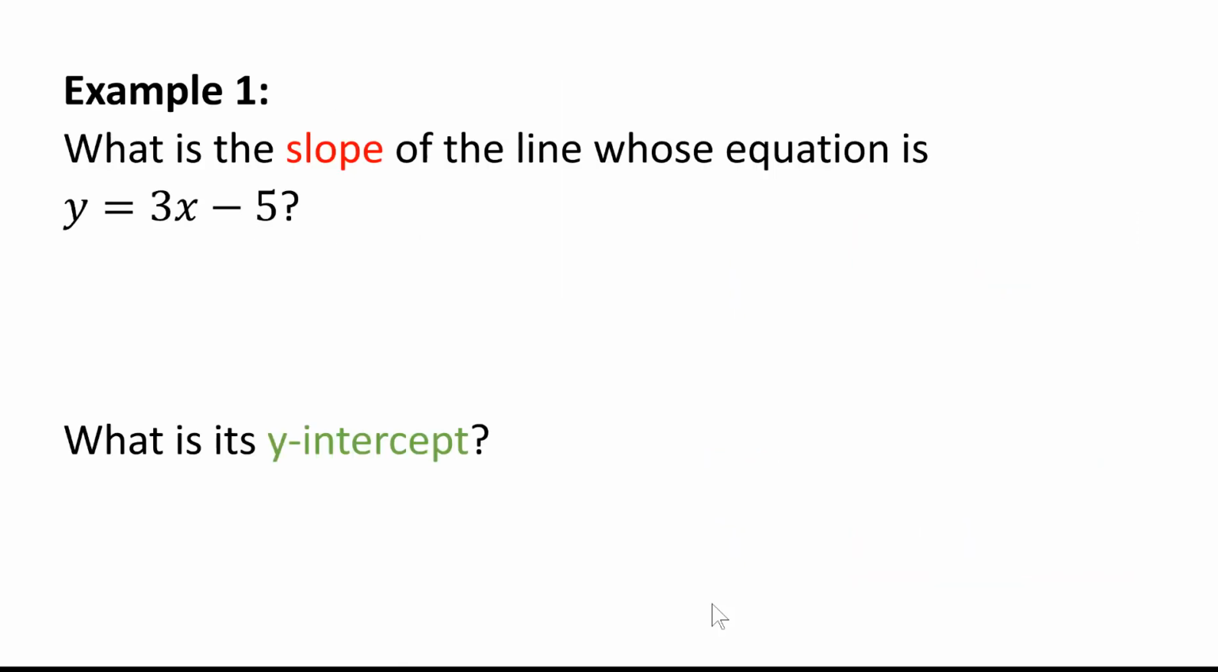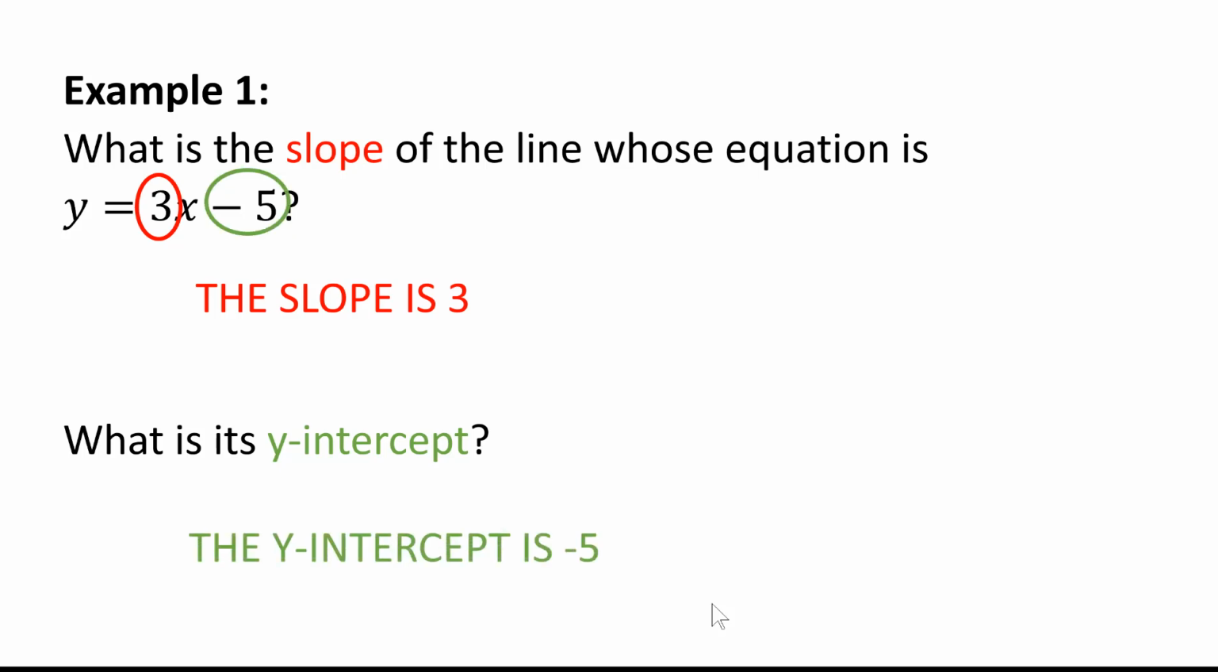So what is the slope of the line whose equation is y equals 3x minus 5? Well, look at the coefficient of x. That is the slope. It's always going to be the slope if you get your equation into this form where y is by itself on one side and everything else is on the other side. That coefficient of x is going to be your slope. So 3 is the slope on that line. And then what's the y-intercept? Just look at the constant. If you have y by itself on one side and everything else on the other side, look at the constant, and that is your y-intercept. So that y-intercept is -5.